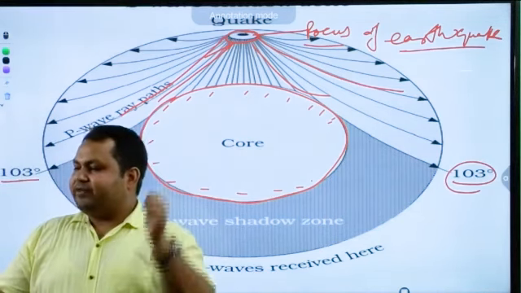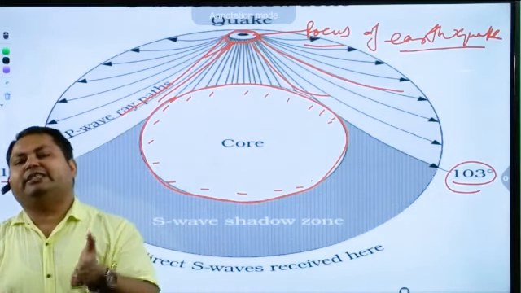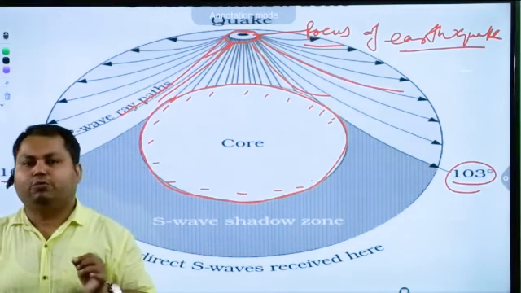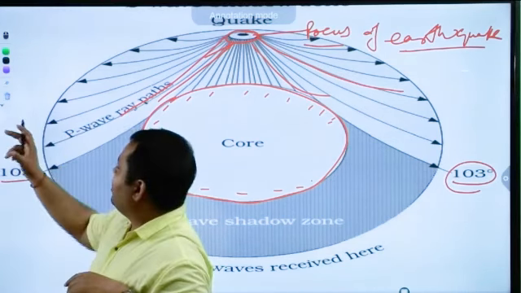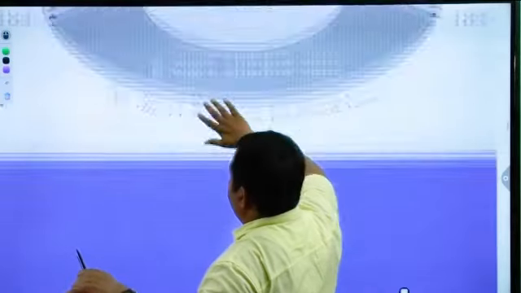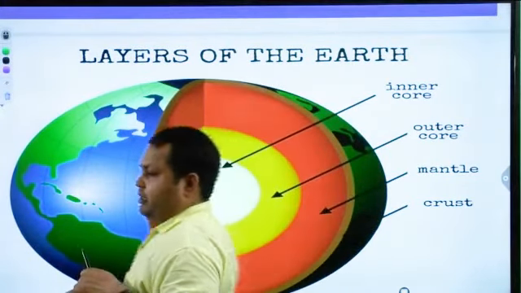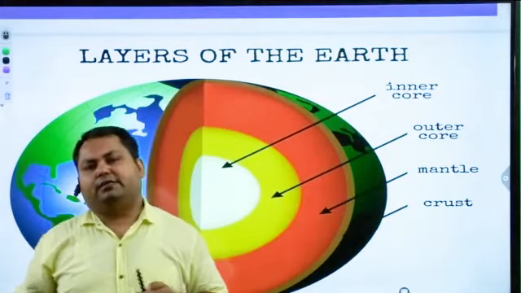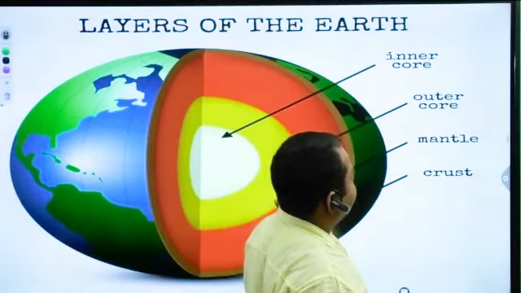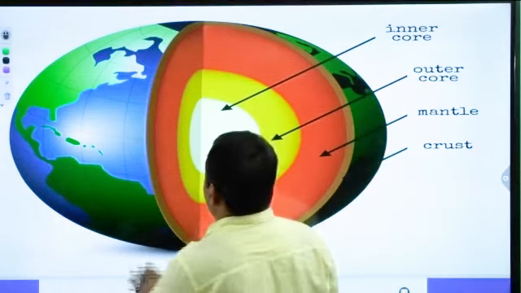So S waves explain the varying nature of the material, either solid or liquid, inside of Earth, and in the same way, P waves too, what I had discussed earlier. So these are the sources, natural and artificial sources, to understand about the internal structure of Earth. And to understand it in detail, you will have to attend the lecture, right? During the class.